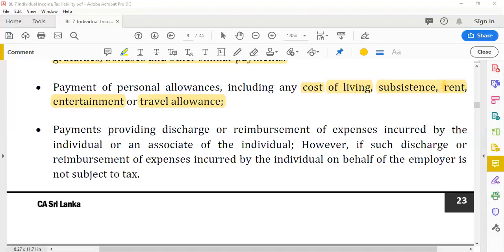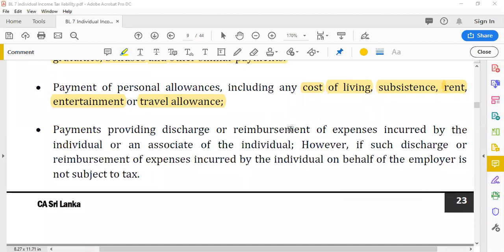A rent, right? Sometimes you are outstation, right? You are working in Colombo, your hometown is Trincomalee, and the company gives you quarters. If you have rented a house and the rent is paid by the company, right? If the company pays rent on behalf of you to the house owner, that amount also should be treated as rent income.